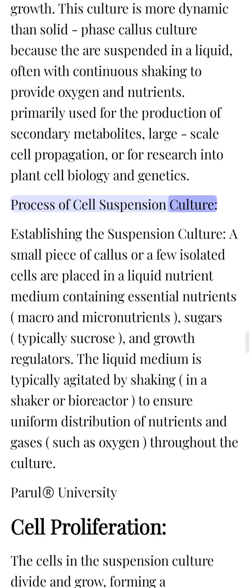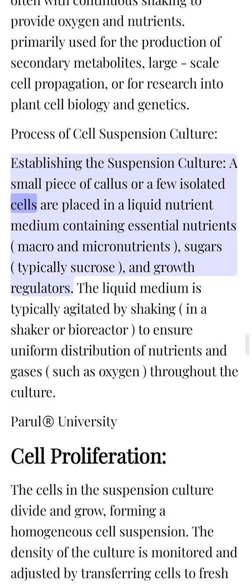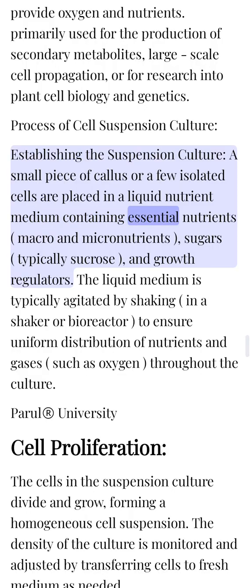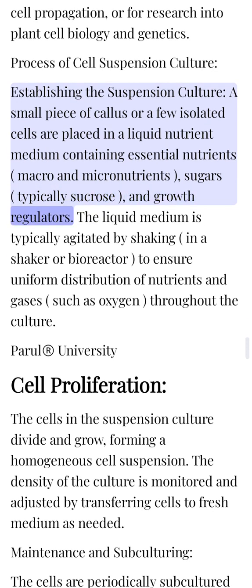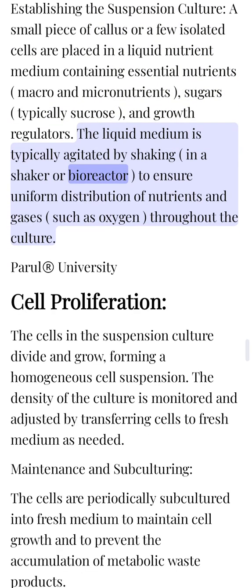Process of cell suspension culture. Establishing the suspension culture, a small piece of callus or a few isolated cells are placed in a liquid nutrient medium containing essential nutrients, macro and micronutrients, sugars, typically sucrose, and growth regulators. The liquid medium is typically agitated by shaking, in a shaker or bioreactor, to ensure uniform distribution of nutrients and gases, such as oxygen, throughout the culture.